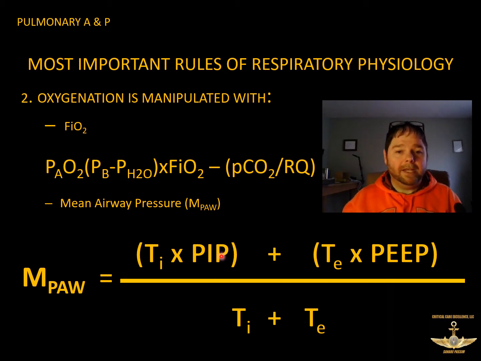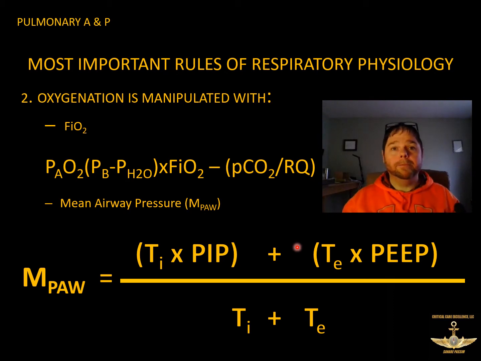And so you can see that if you increase any of these things on the top, you're going to increase the mean airway pressure. So if you increase your inspiratory time, then that's more time spent at the higher peak pressure. Or if you increase your expiratory time or increase your PEEP, that is more time spent at this lower pressure. So as you increase any of these things, your mean airway pressure is going to go up.